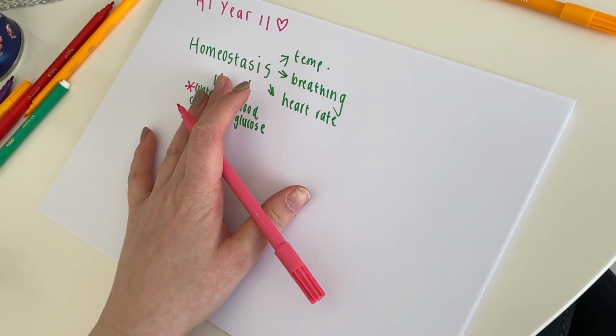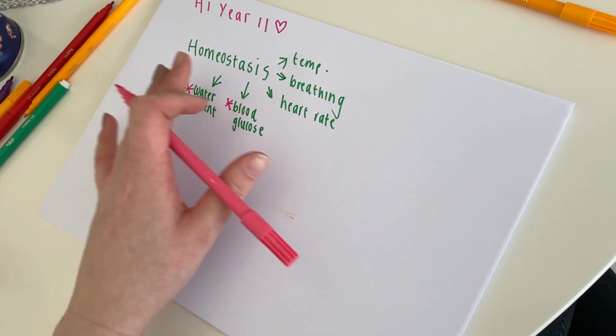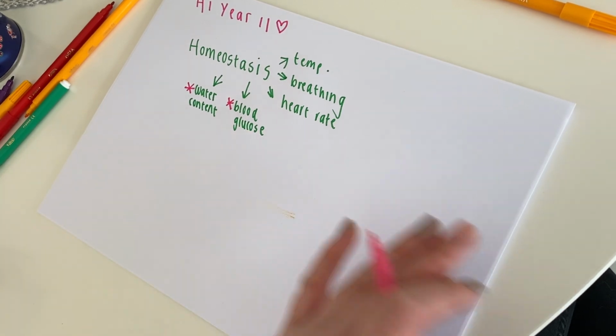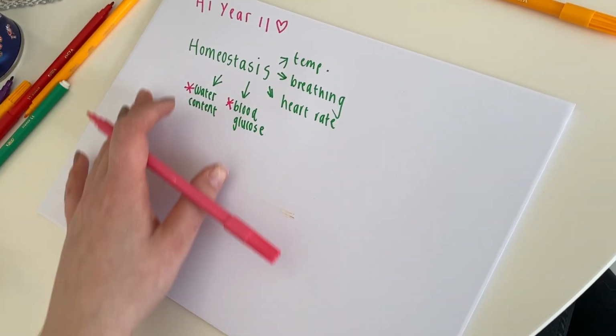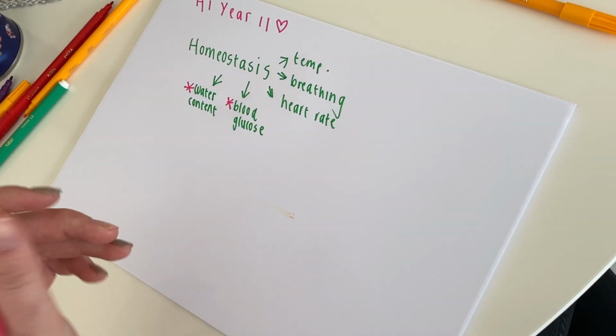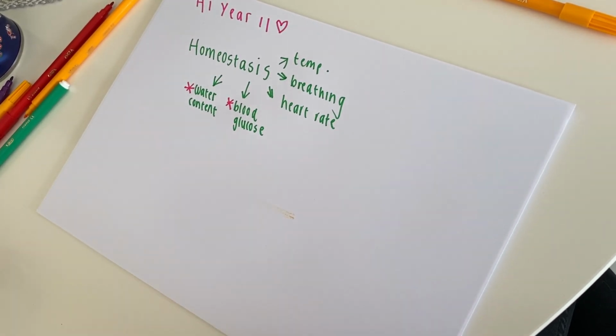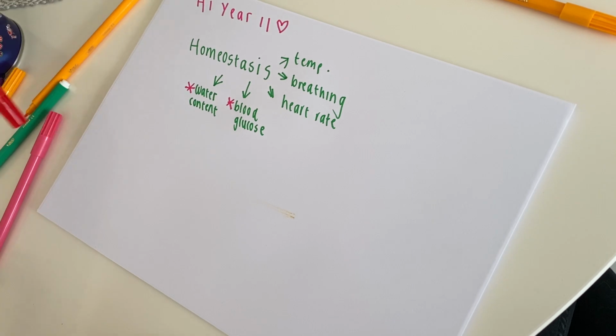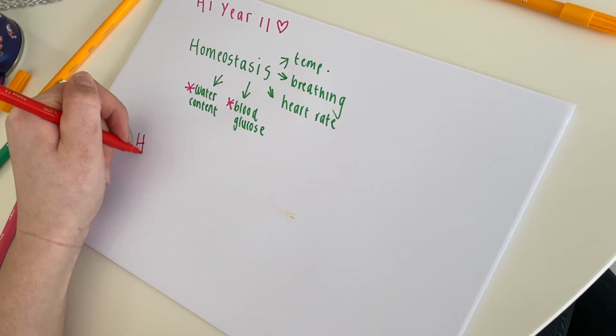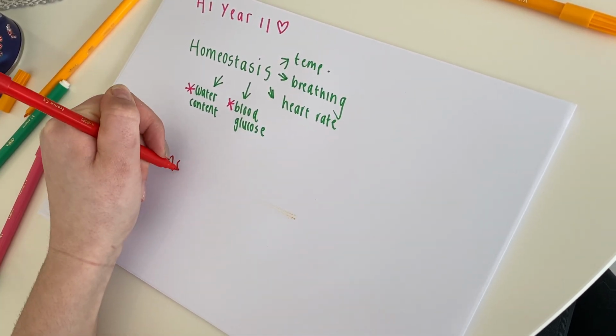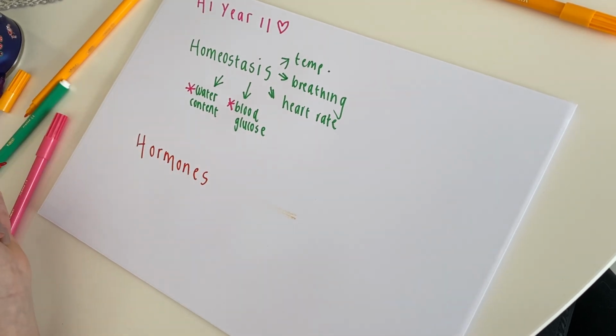But just remember that homeostasis isn't just about blood glucose, or it isn't just about the water content. It is the overall ability for the body to bring all of these things back to a rate that is normal within your body. Okay, so why are we talking about this in this topic? Because we are doing about hormones. It's the second half of our communication topic.